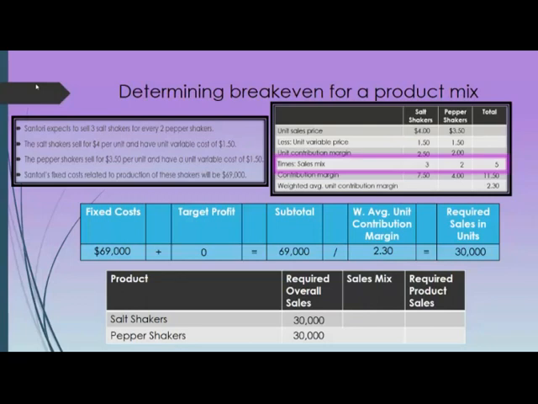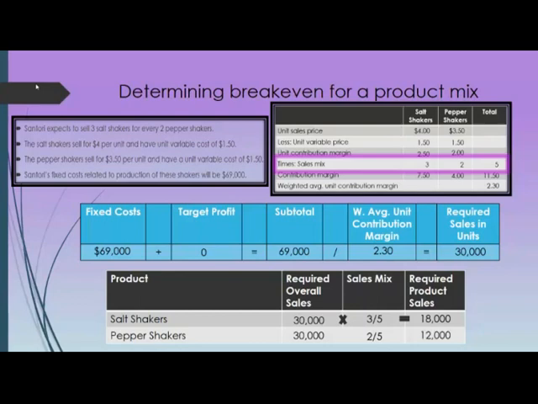So let's take our required sales overall and multiply it by 3/5, and let's take our pepper shakers and multiply that by 2/5. And when we do, we get 18,000 salt shakers that we have to sell and 12,000 pepper shakers.